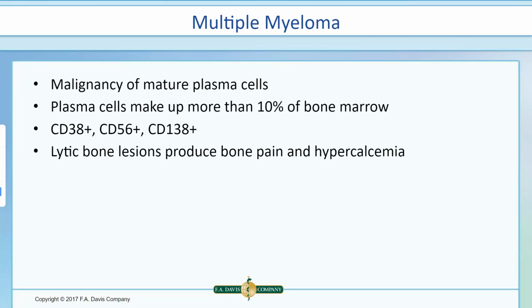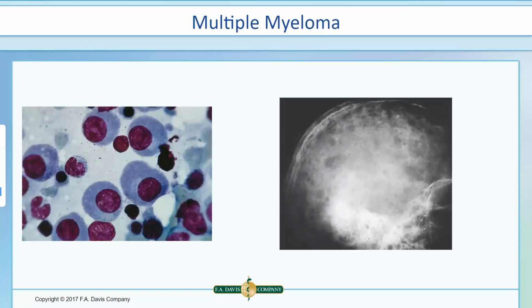Multiple myeloma is a malignancy of mature plasma cells. Plasma cells make up more than 10% of the bone marrow, CD38, 56, and 138 positive. There are lytic bone lesions that produce bone pain and hypercalcemia, or an increase of calcium in the blood. This shows a bone biopsy of multiple myeloma and the cells that you would see over here.